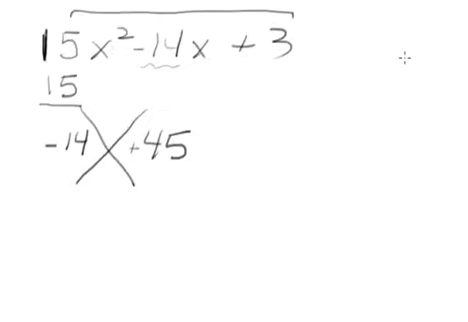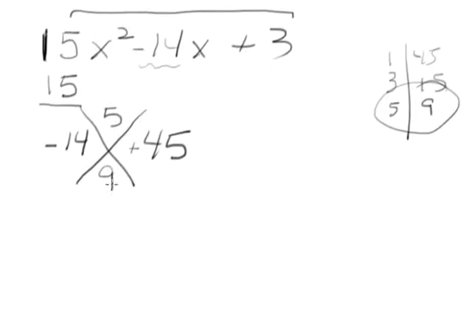Now you could go over here to the side and you could say, well, 1 and 45, 3 and 15, 5 and 9. Now this is what you're looking for, okay? Or you could just know it. So 5 and 9. Now remember, they have to add to the negative 14, so the only way that's going to work is if both of them are negative. Remember, two numbers that multiply and give me a positive 45, add and give me a negative 14.